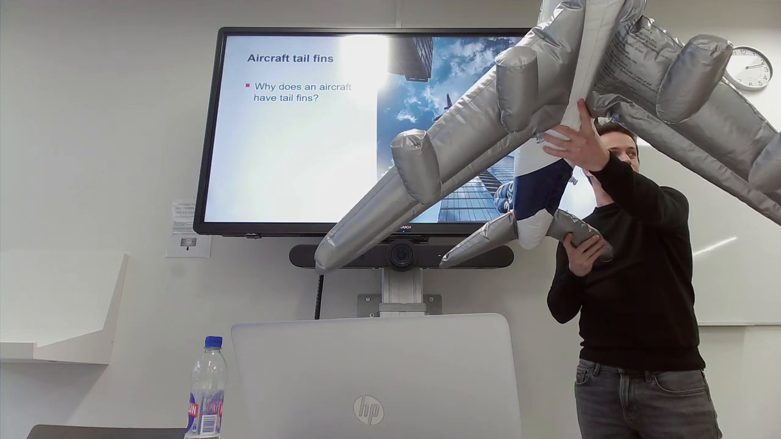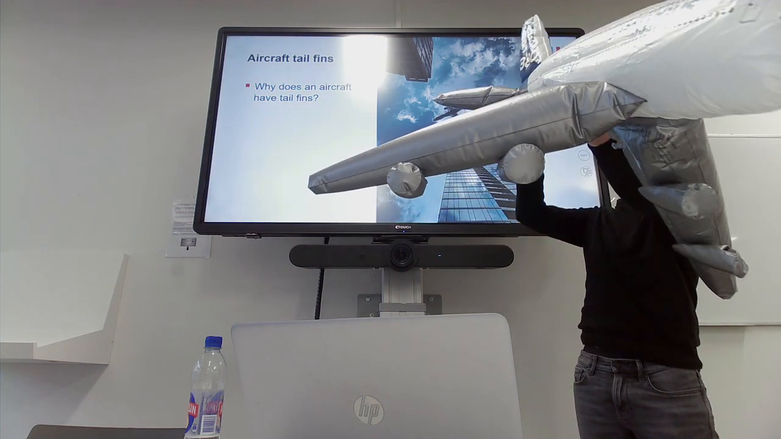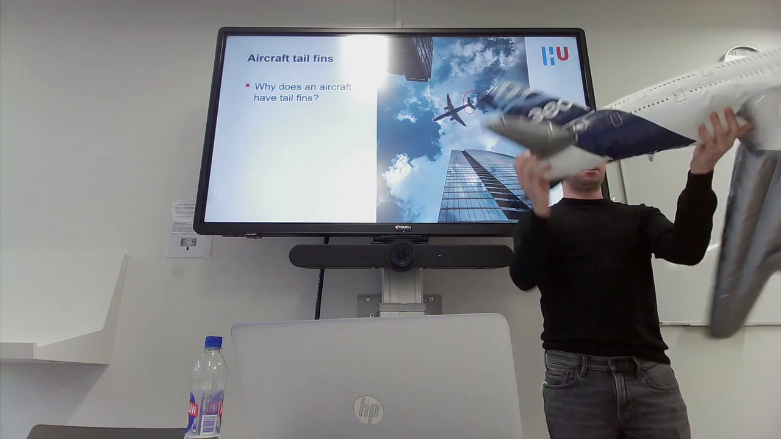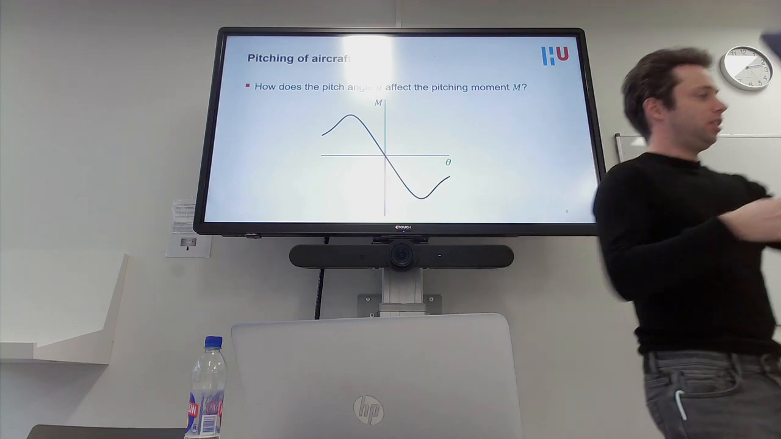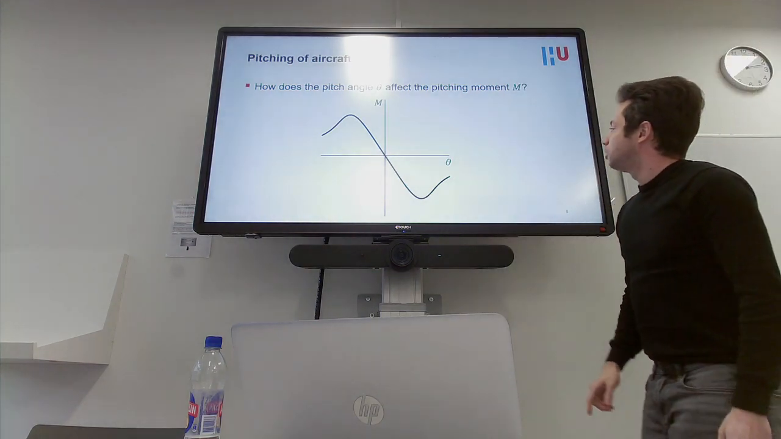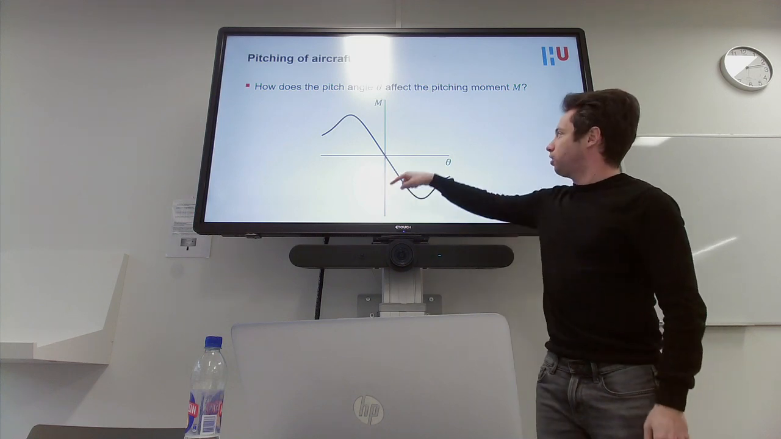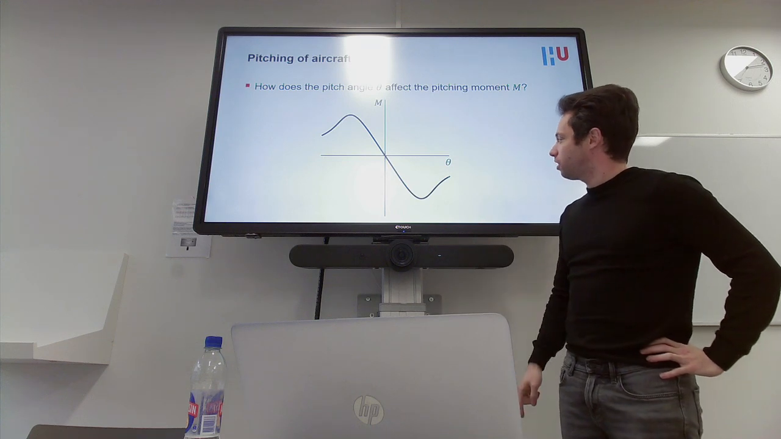What happens to the airplane? It rotates back. And the same thing the other way, if it goes like this, it pushes down, it comes back again. So if we give the airplane an angle, there's going to be a resulting moment, and we can do experiments and make a nice graph. So horizontally, we've got the angle of the airplane, the pitch angle, and vertically, we have the moment resulting from the tail fins, and if we do experiments, we get something like this.